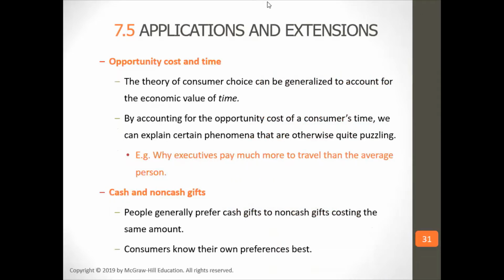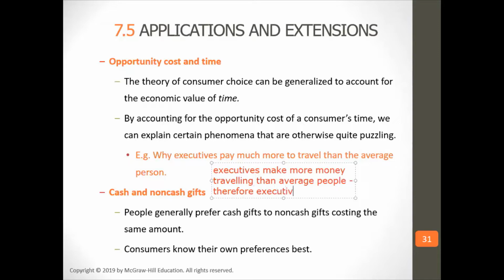Then the theory of consumer choice can be generalized to account for the economic value of time. By accounting for the opportunity cost of consumers' time, it can explain certain phenomena that are otherwise quite puzzling. So executives pay more to travel than the average person. Executives pay more to travel because they make more money traveling than average people. Therefore, executives will pay more for a ticket because they will make more.